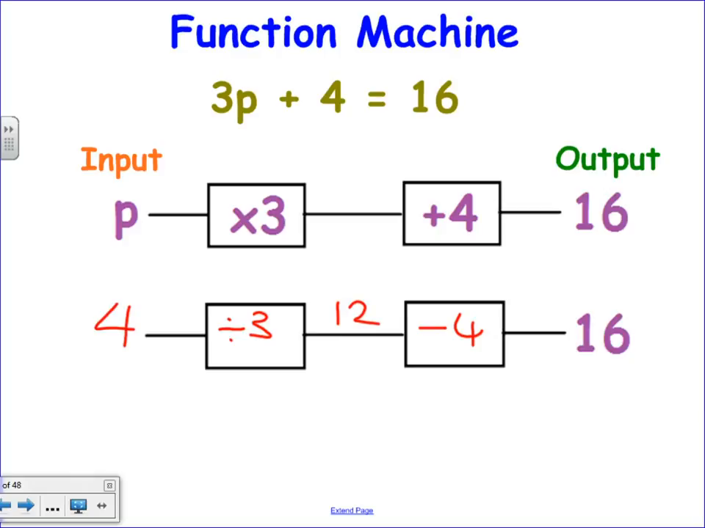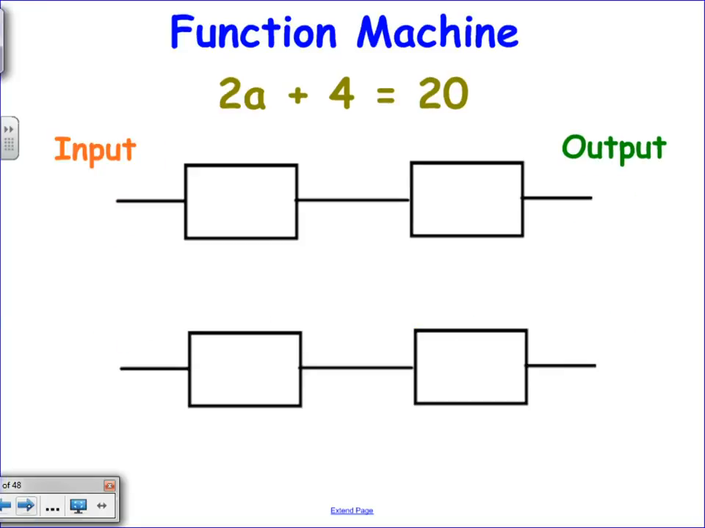So it's absolutely the same as you've just done with the flowchart, but instead of writing the function above your line with your arrow on, you're just sticking the function in a box. Does that make sense? Yeah? So P equals 4. We put 4 into our equation. 3 times 4 is 12, plus 4 is 16. Okay? So have a go at that.